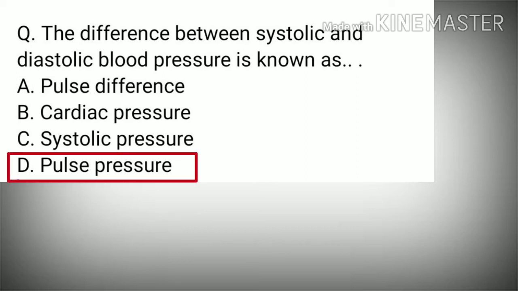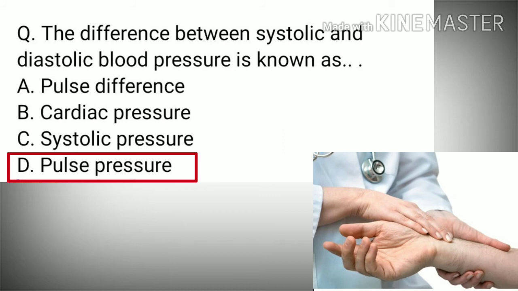Pulse pressure. Pulse pressure is the difference between systolic and diastolic blood pressure. It is measured in millimeters of mercury. It represents the force that the heart creates each time it contracts. And the normal pulse pressure is approximately 40 millimeters of mercury.